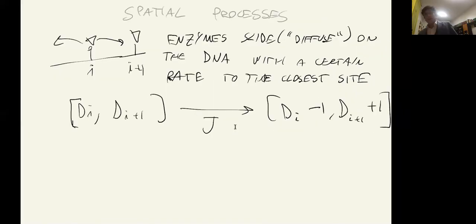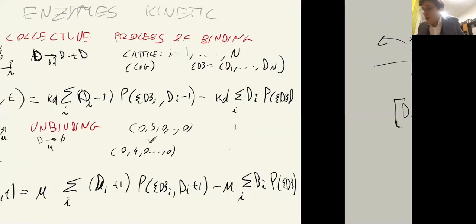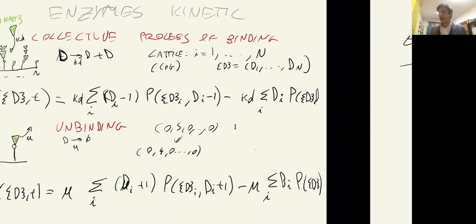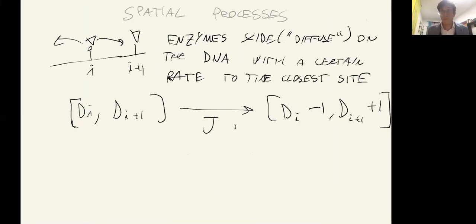Now, we can add a spatial process, because up to now, everything here can happen on different sites, but there is no communication between different sites. And here we can add, for example, what is called diffusion, if you want. So an enzyme that can slide on the DNA. And this will happen with a rate that we call J. So again, how do we write this? We always have to think about how do we get to the state P of D, T. How do we get here?